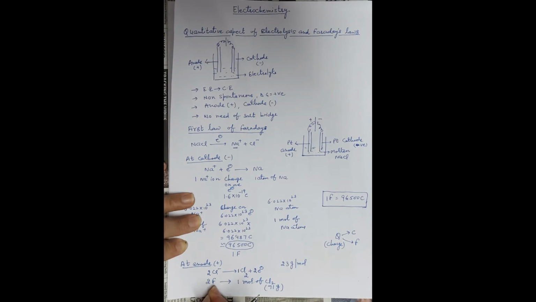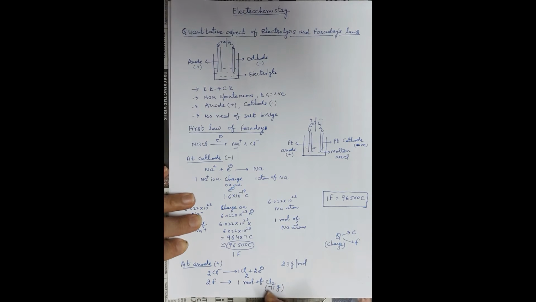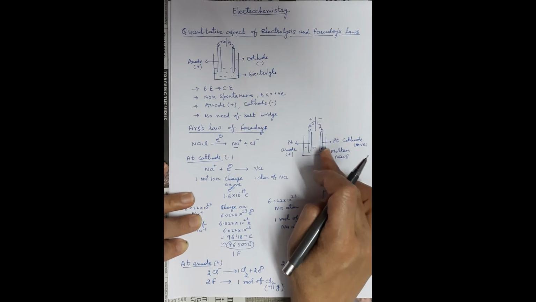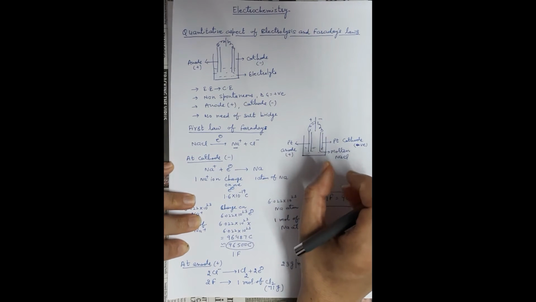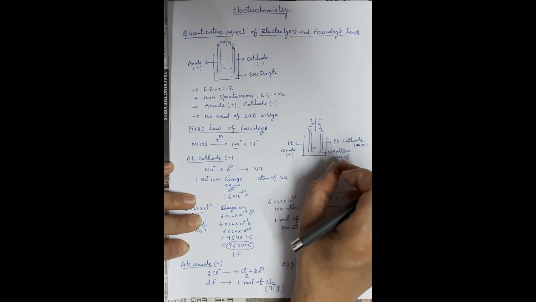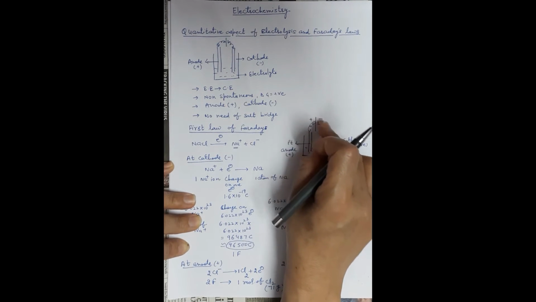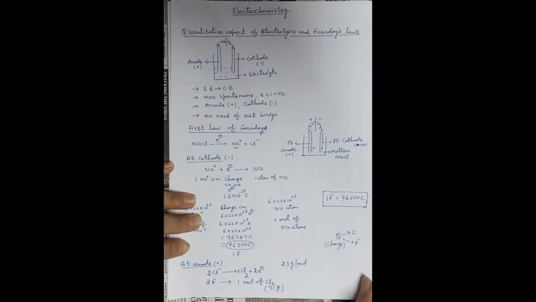If I pass 4 Faraday of charge, naturally you will get 2 moles of chlorine, which is 2 into 71 grams. So the more the amount of electricity passed, the more is the amount of substance deposited at any electrode. The amount of substance which is deposited or liberated at any terminal is directly proportional to the quantity of charge passed through the circuit. I'll take a few more cases.